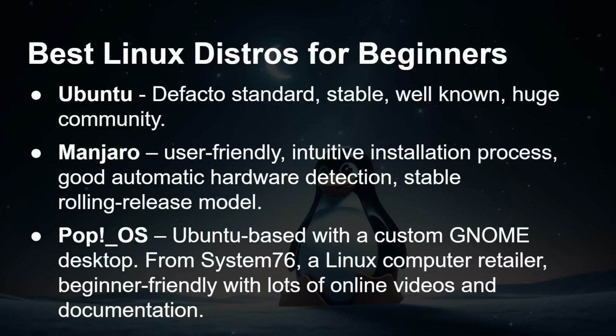Ubuntu based with a custom GNOME desktop from a Linux company called System76. Now they make Linux computers, Linux desktops, Linux servers, Linux laptops, and they have this version of Pop OS because it's kind of their offering. So that's good because there's a business behind it, there's a commercial operation behind it, and they're offering this OS to go with their hardware. So it is Linux, it is based on Ubuntu, but it's got their twist to it, and they've got a huge set of online videos and documentation to help people get started.